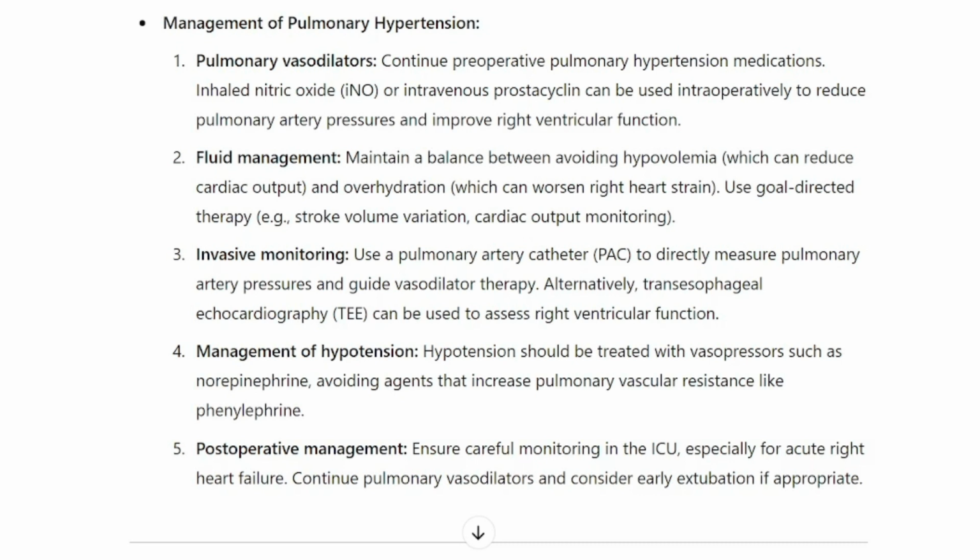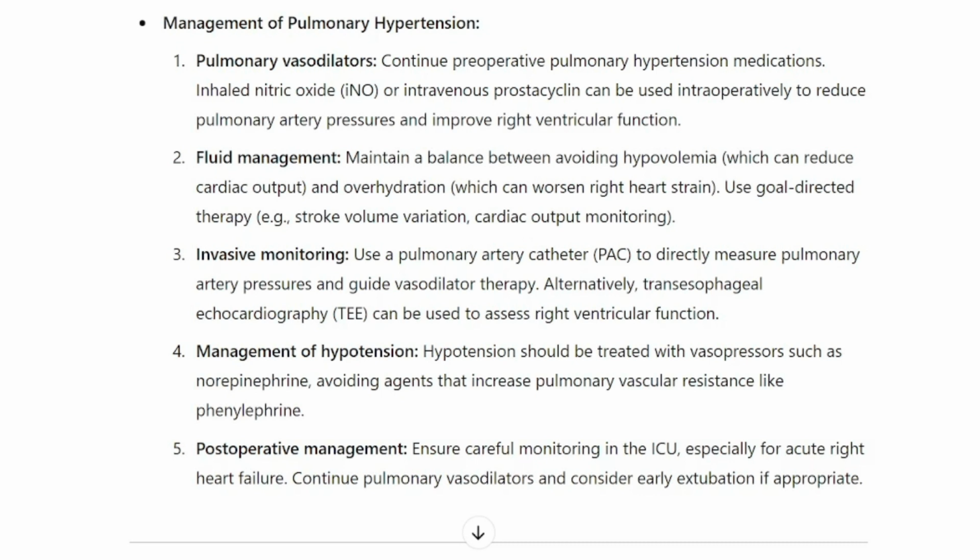function. 2. Fluid management. Maintain a balance between avoiding hypovolemia, which can reduce cardiac output, and overhydration, which can worsen right heart strain. Use goal-directed therapy, e.g., stroke volume variation, cardiac output monitoring. 3. Invasive monitoring. Use a pulmonary artery catheter, PAC, to directly measure pulmonary artery pressures and guide vasodilator therapy. Alternatively, transesophageal echocardiography (TEE) can be used to assess right ventricular function.